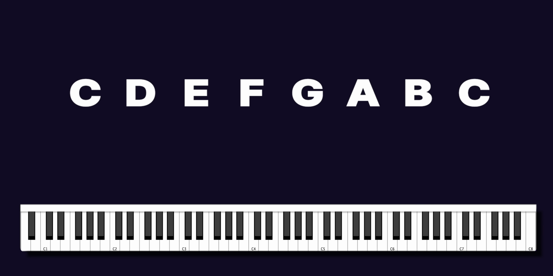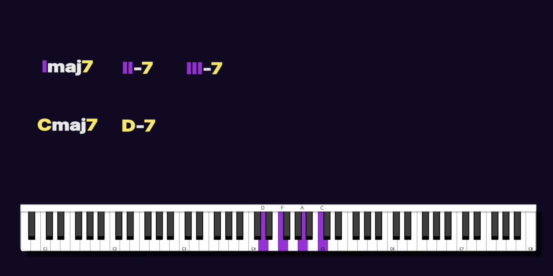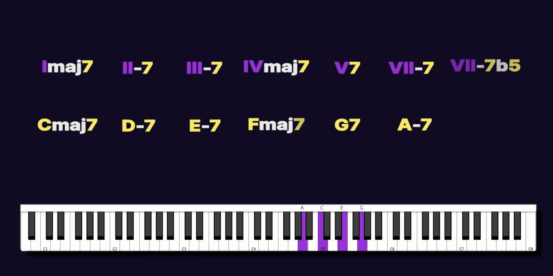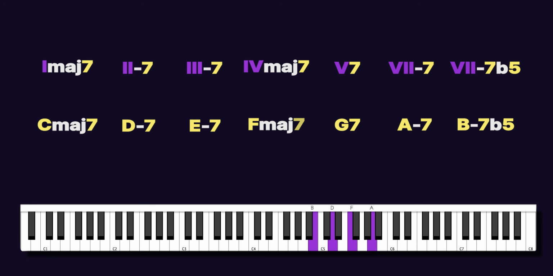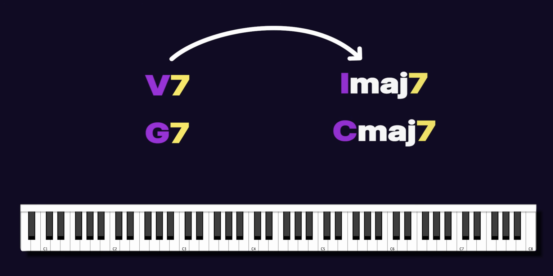we have a 1 major 7 at the 1st scale degree, a 2 minor 7 at the 2nd scale degree, a 3 minor 7, a 4 major 7 at the 4th scale degree, a 5 dominant 7 at the 5th scale degree, a 6 minor 7 at the 6th scale degree, and a 7 minor 7 flat 5 at the 7th scale degree. Because of the circle of fifths, we already know that the 5 to 1, and in this case, the 5 dominant and the 1 major 7, is a natural and expected resolution.